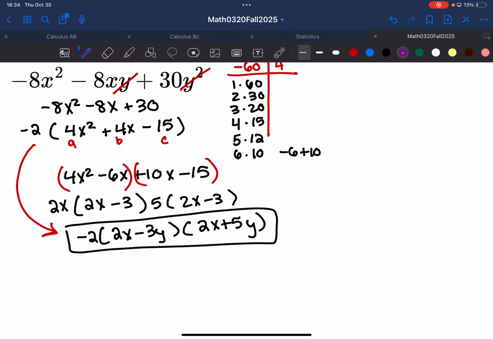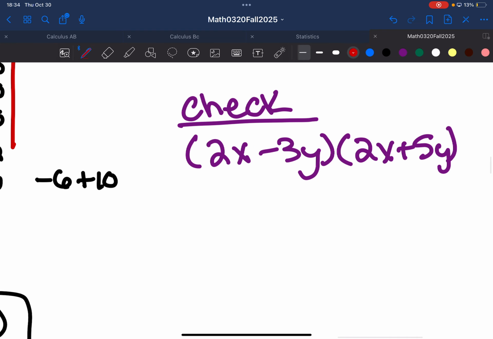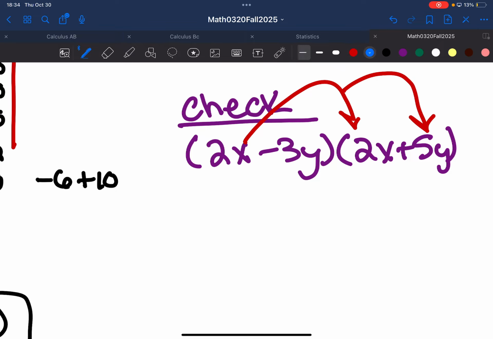Okay, so remember, in order to check, we would FOIL everything together. So first I'm just going to FOIL the parentheses, and then I'll worry about the GCF at the very end. So these are the answers that I just got.